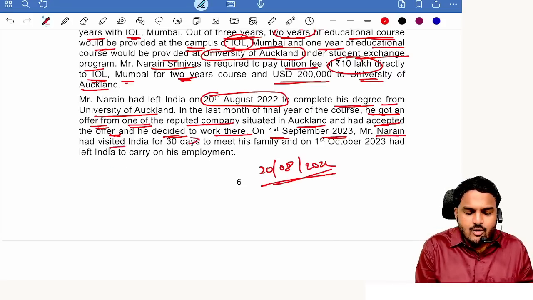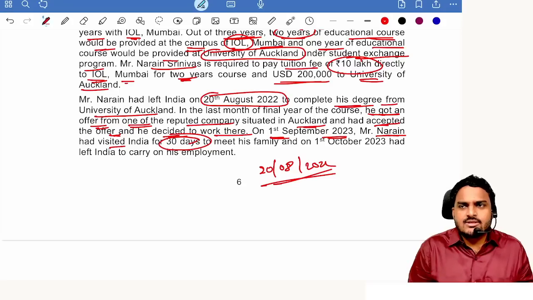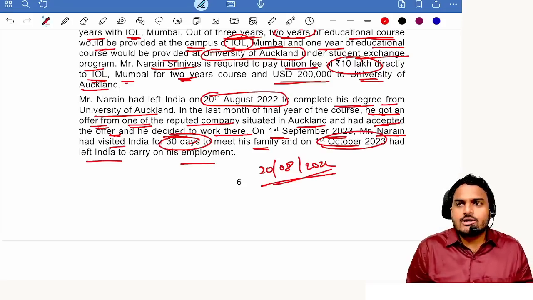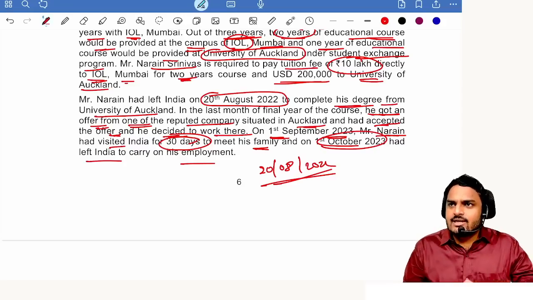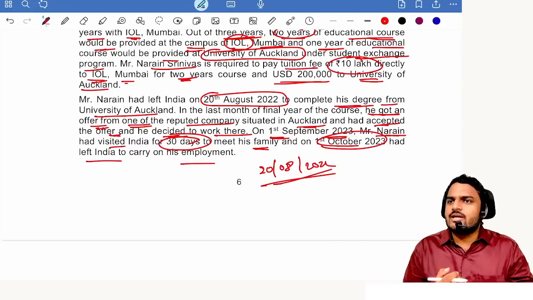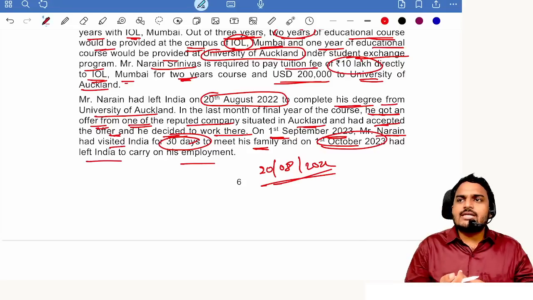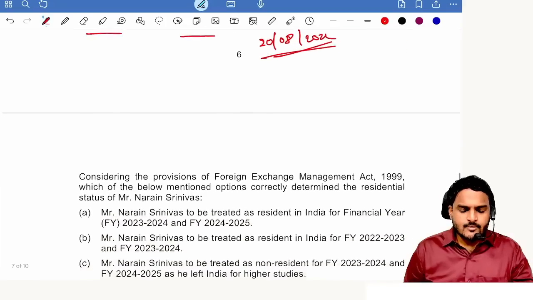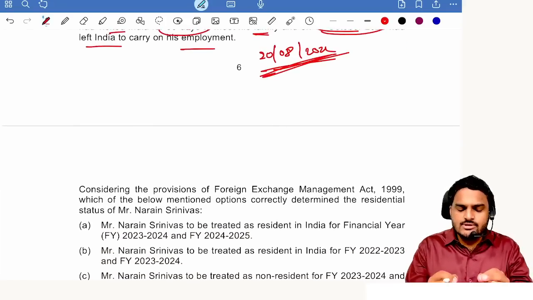Srinivas visited India only for 30 days to meet his family and on 1st October left India to carry on his employment. Now he visited India, okay. What is the purpose of visit? Job in India? No. Business in India? No. To stay in India for uncertain period? No. That means he is non-resident only. From 20th August 2022 onwards, non-resident.